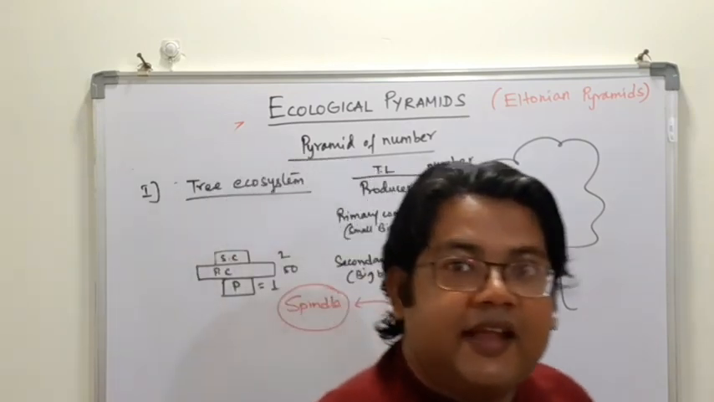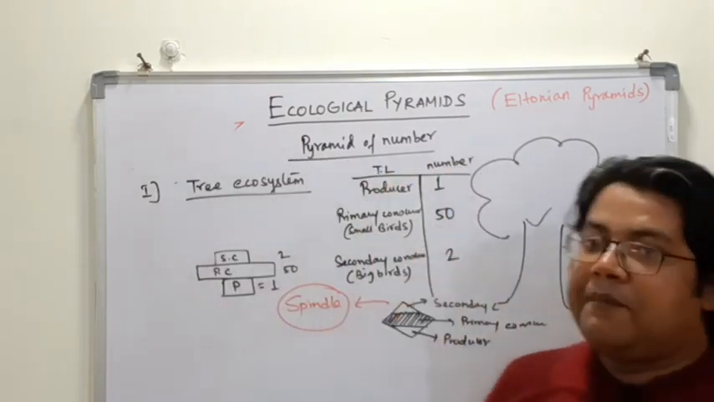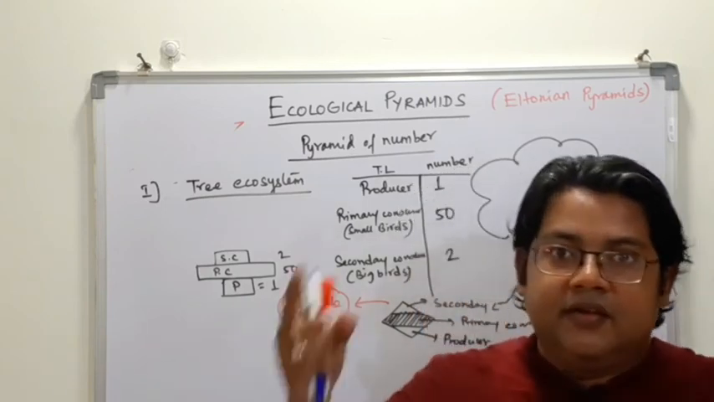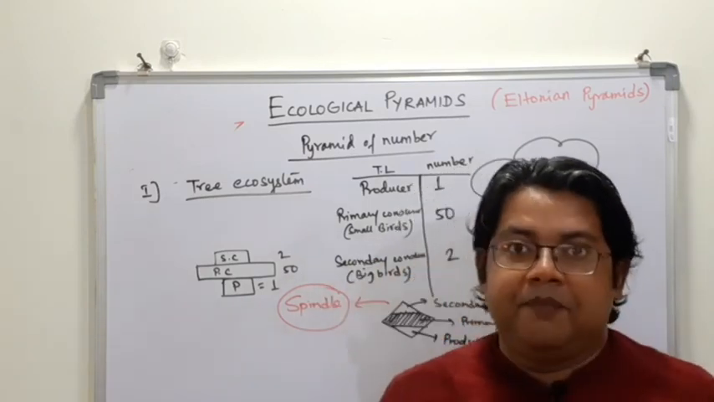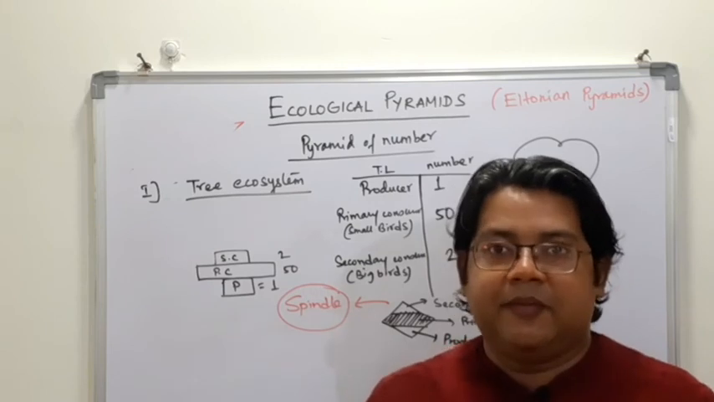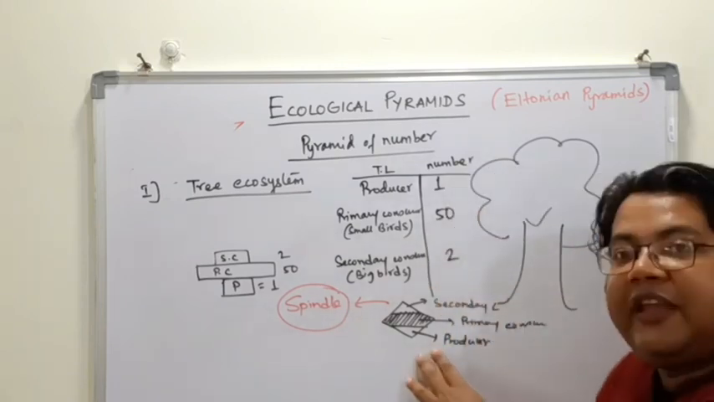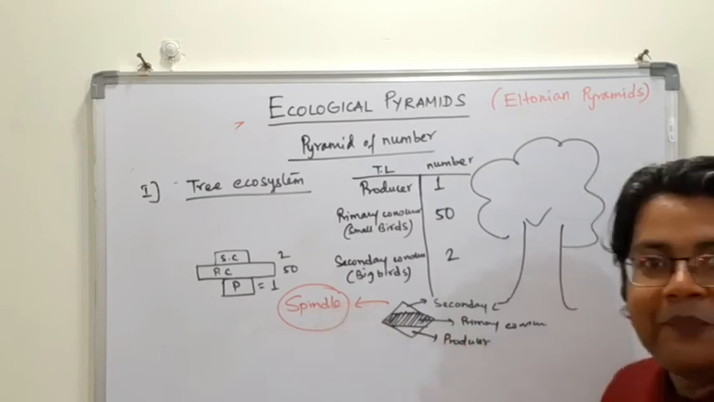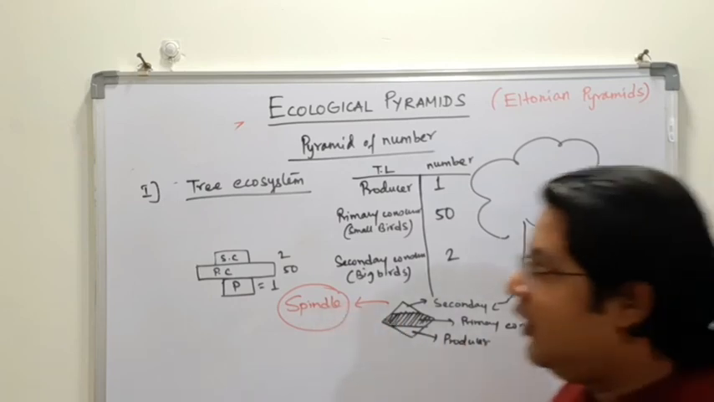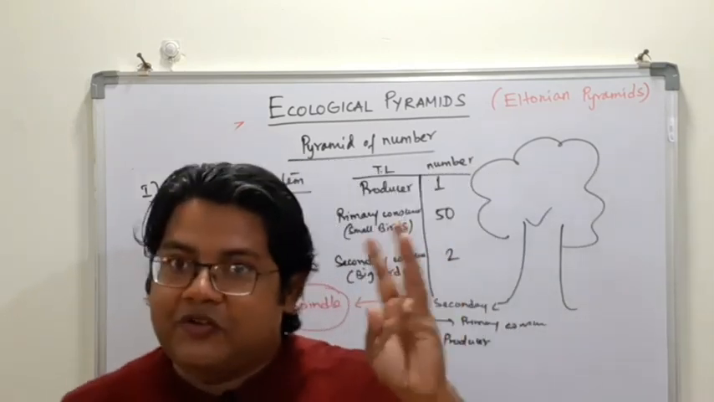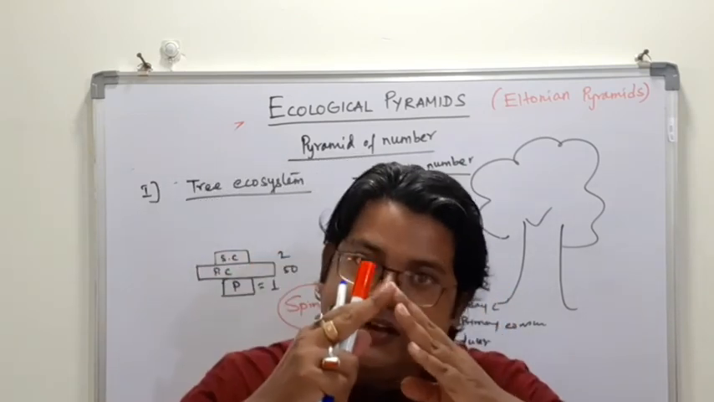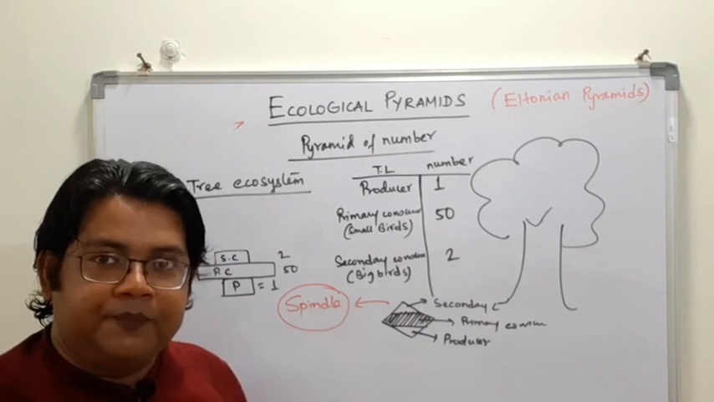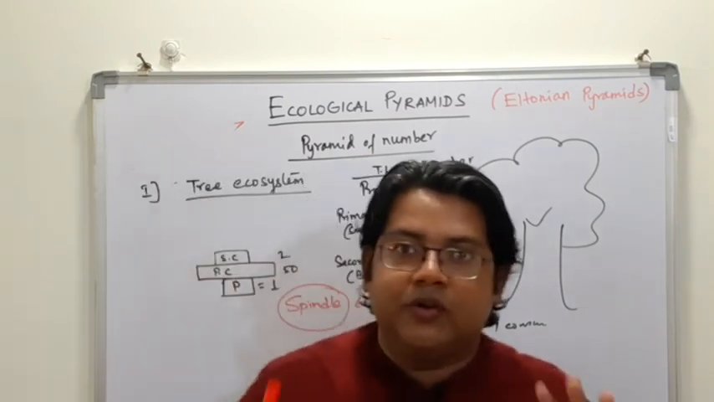So we can say that the pyramid of number can be of three types. It can be an upright pyramid. The pyramid of numbers can be an inverted pyramid. Even the pyramid of number can be a spindle type. So the pyramid of numbers can be of three types: it can be upright, it can be inverted, and it can be a spindle form also. So I hope you have understood what we are talking about.